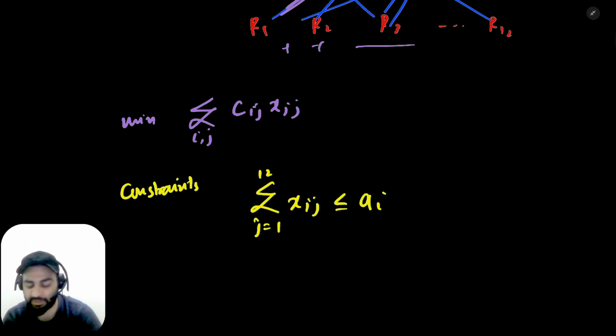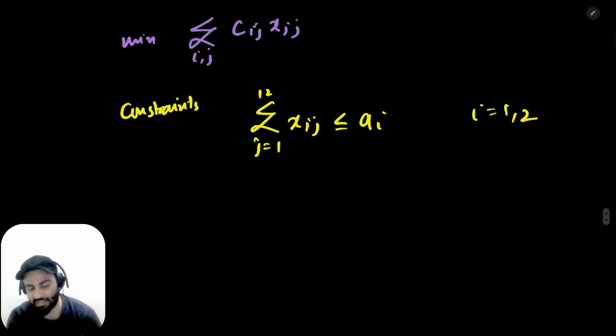Otherwise you can optimize this function and end up with factories having to produce more than they can, but the capacity of the factory is Ai, so our number of tons should be less than that. That's the first constraint. Here i is equal to 1, 2. What's the second constraint? Xij should be greater than or equal to bj, which is the demand. So this is our demand.